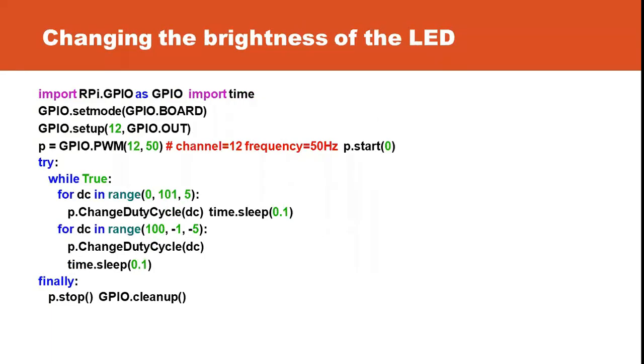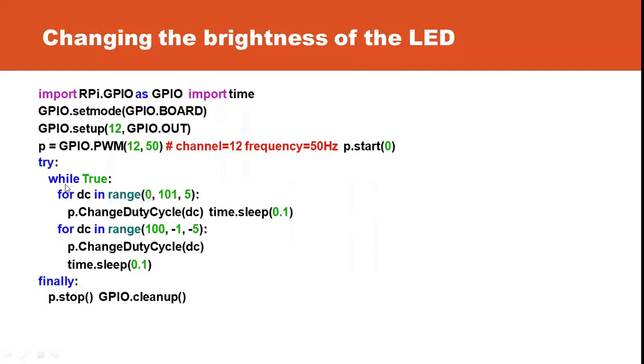Suppose you want to change the brightness of an LED. Here is the example. We'll import the two packages, time as well as the GPIO package. Then we'll set the board. Then again we'll use the same pin number 12 as the output. Here we'll be using PWM, so it is channel 12 and the frequency is 50 Hertz. Then we'll start the process.